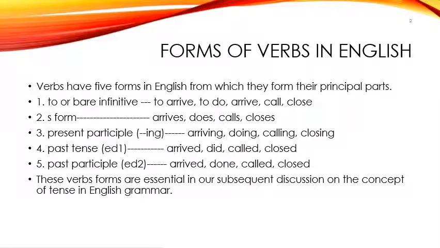The second one is called S form. We all know that when we have sentences that involve using third person singular, we mostly inflect our verbs with S. As we can see on the screen, the same verbs we use in the infinitive are being used as S forms. That is an example of S forms. Arrives, when the subject is third person singular. Does, calls, closes. This is called S form, depending on the number of subjects.